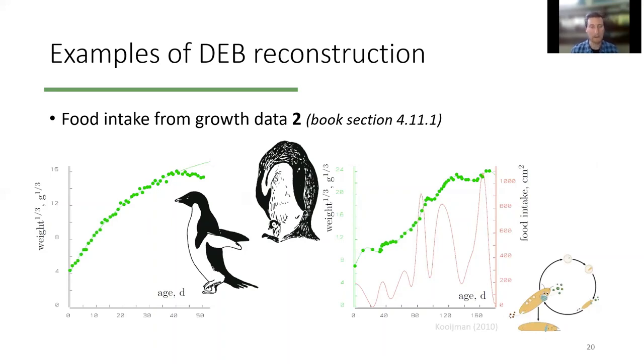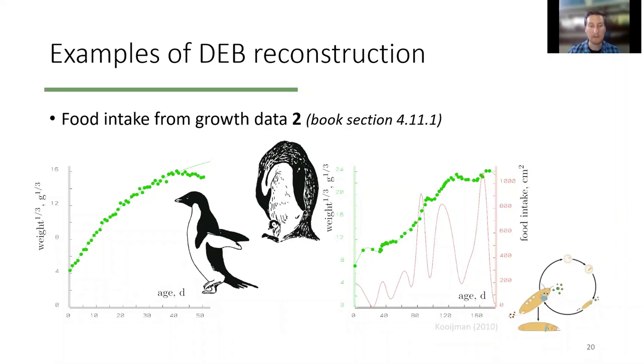And in the example that we have here, we compare two species of penguin, the Adelie penguin and the emperor penguin. On the left, the Adelie penguin has a rather constant increase in weight from birth. That's because food is rather constant and the parents can feed the chicks at a constant level. The small drop that you see at the end corresponds to the weaning period.